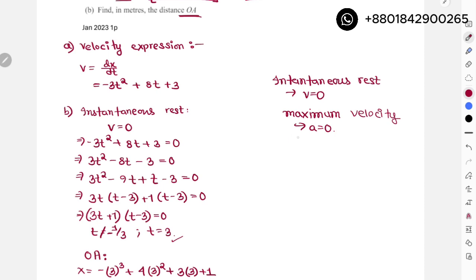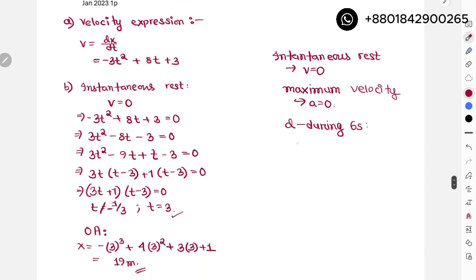Then again, during 6 seconds or distance in the third second: if they ask you to find out the distance during 6 seconds, that means you want to find out the total 6-second distance, right? That is just S6. You just input the value t equals 6 into the equation and that will be it.